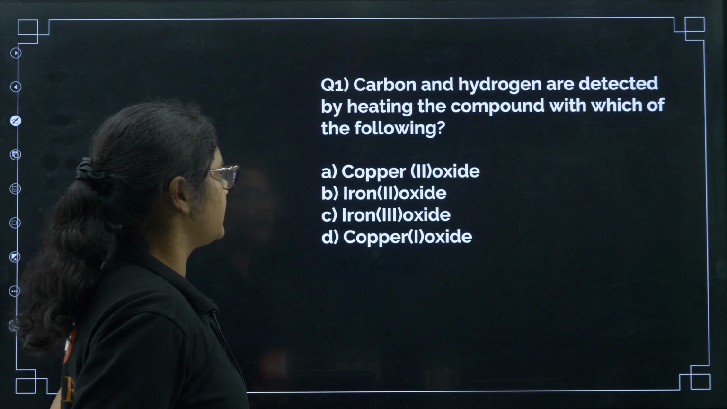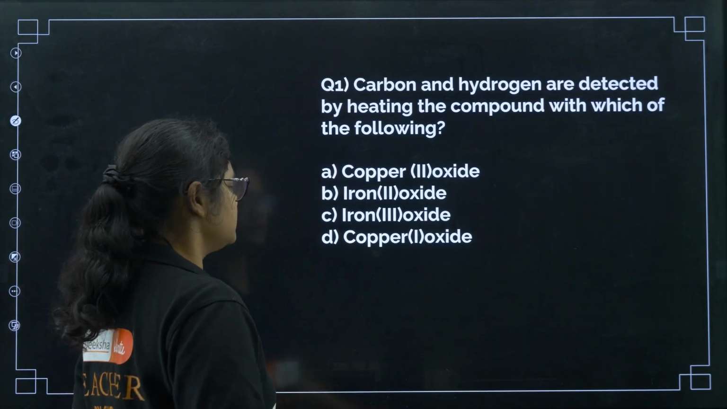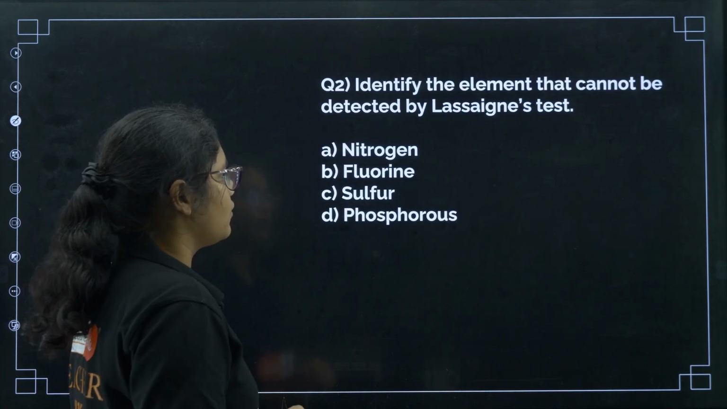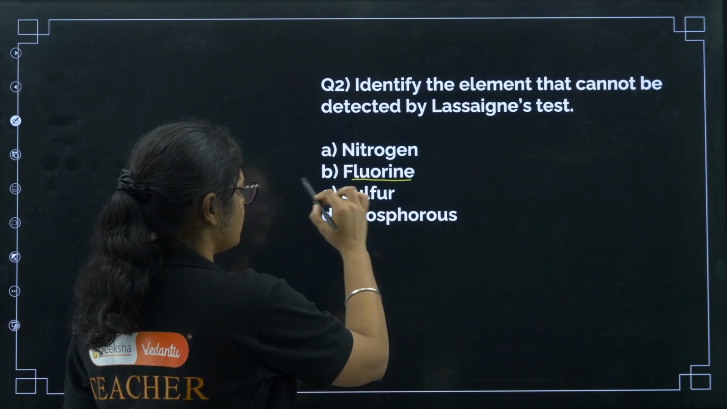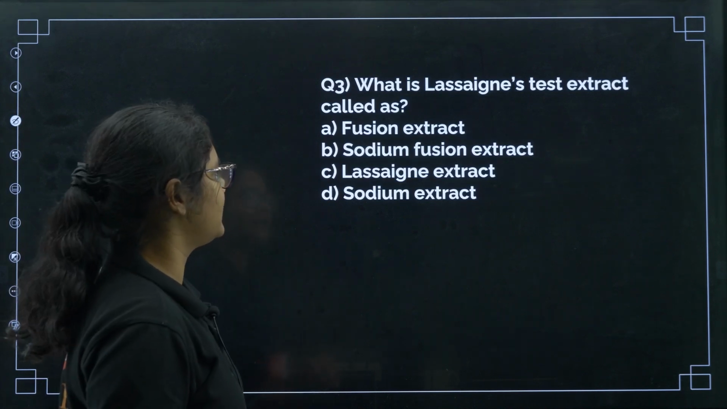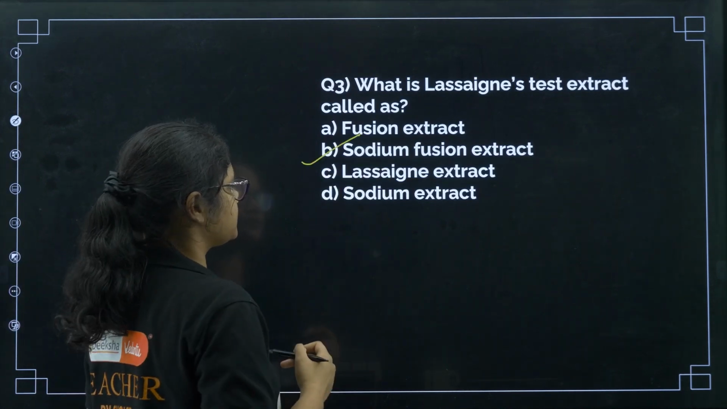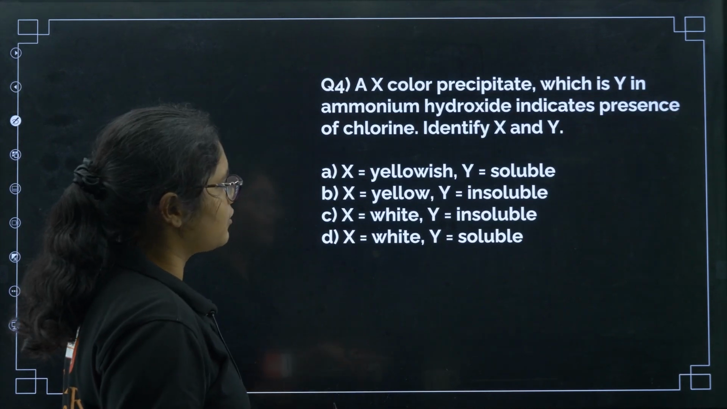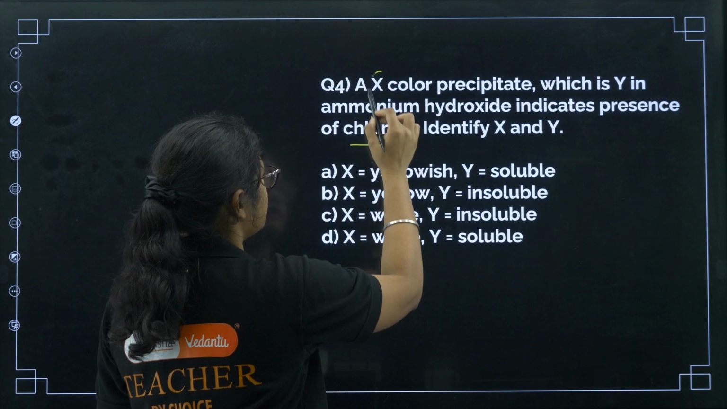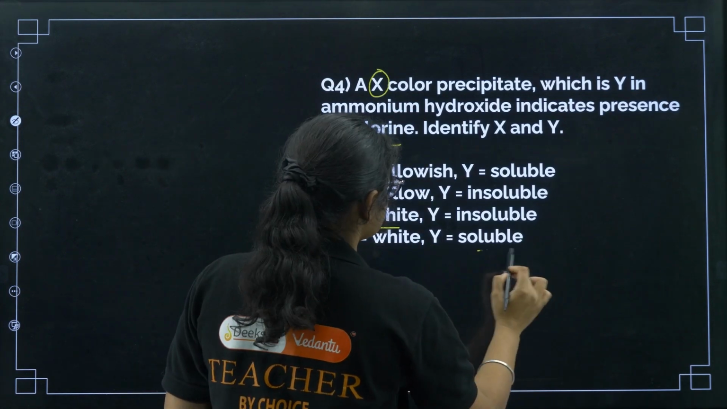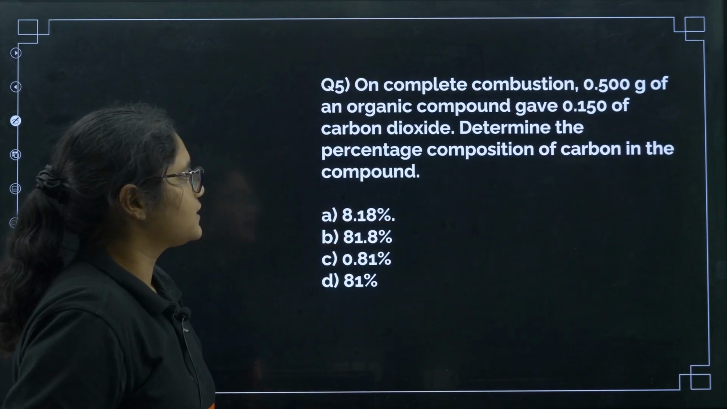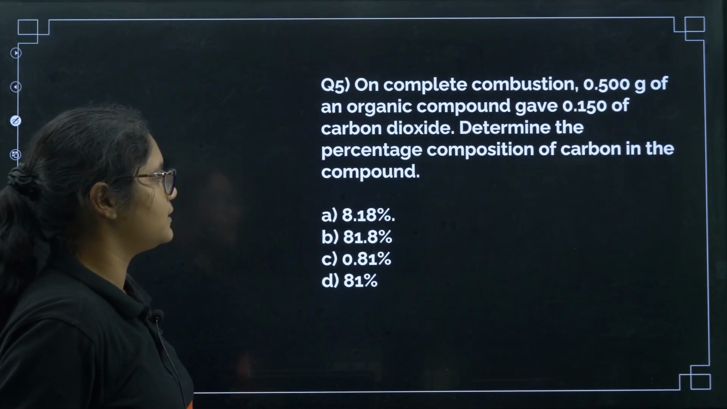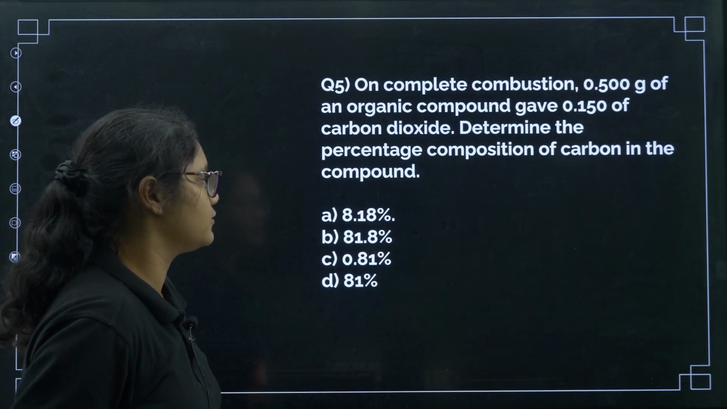Carbon and hydrogen are detected by heating the compound with which of the following? So copper oxide, right? So CuO. Identify the element that cannot be detected by Lassaigne test, that is fluorine, option number B. Next, what is the Lassaigne test extract called? Sodium fusion extract, right? Next, X color precipitate which is Y in ammonium hydroxide indicates the presence of chlorine. So chlorine gives a white color precipitate which is soluble, so option number D. Next, on complete combustion, 0.5 gram of an organic compound gave 0.15 gram of carbon dioxide. Determine the percentage of carbon in the compound.